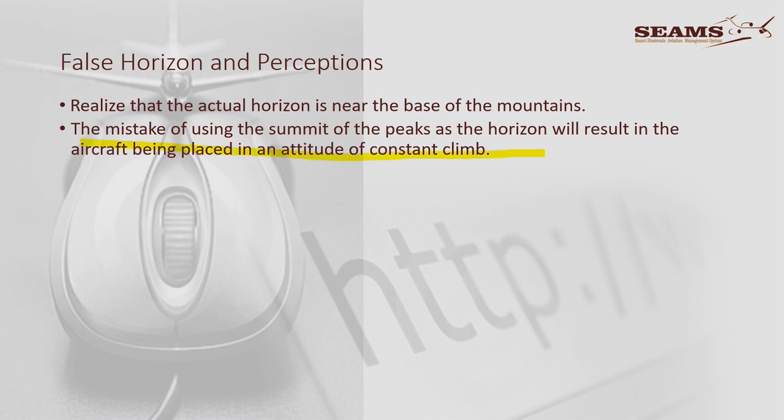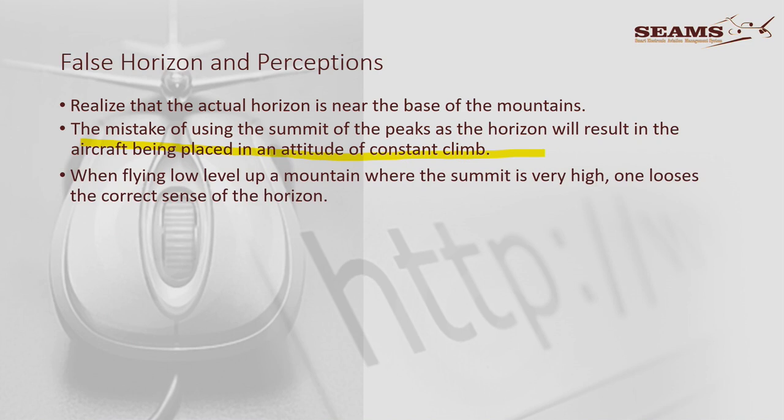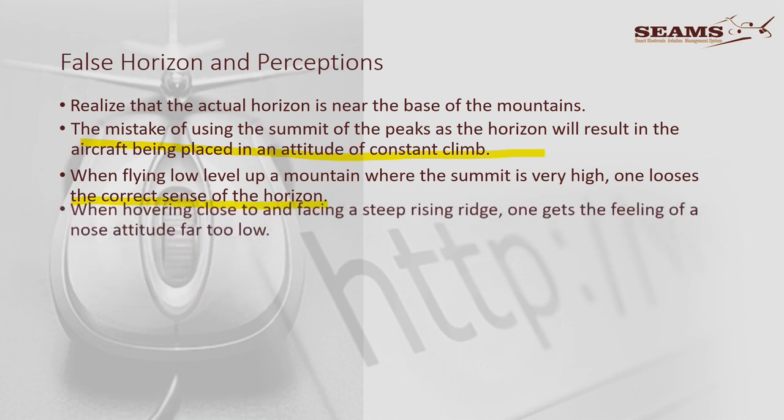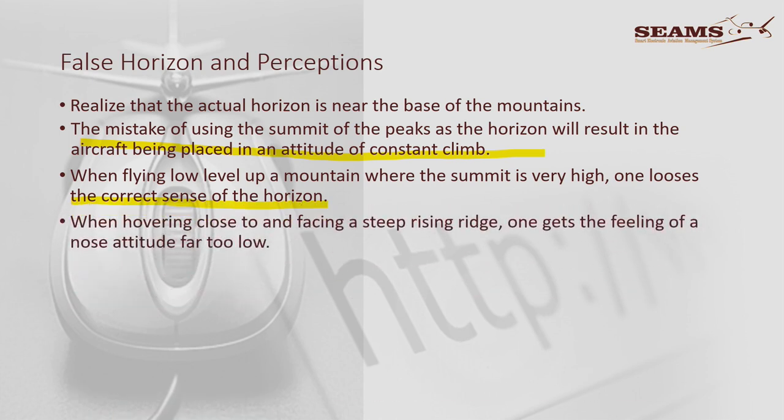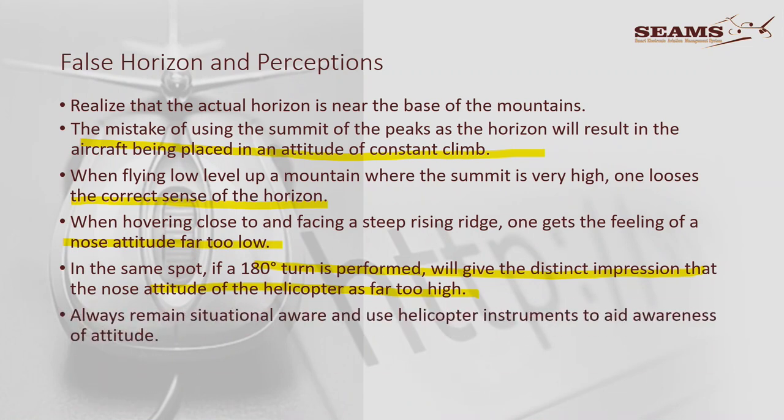This is just one of the phenomena there. When flying low level up a mountain where the summit is very steep, one loses the correct sense of the horizon. That is true. When hovering close, facing a steep rising ridge, one gets the feeling of nose attitude far too low, and that's what I've been describing. In the same spot, if you do 180, it will feel like the nose is far too high. Those are the illusions that you will get.